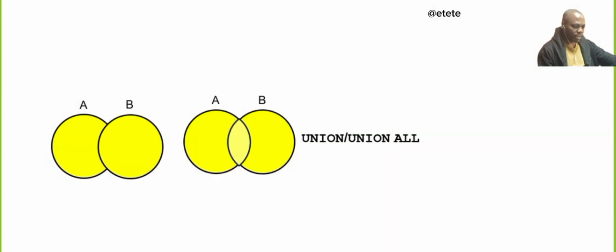Now, these are examples of set operators. So we have union and union all. This one is union, while this one is union all. This one, the A is not complete, it stops here, while the B is a full, complete cycle. Then you have the union all, which is this one. So both are full cycles coming into each other. So this is union and then this is union all. You are going to see the practical application of them.